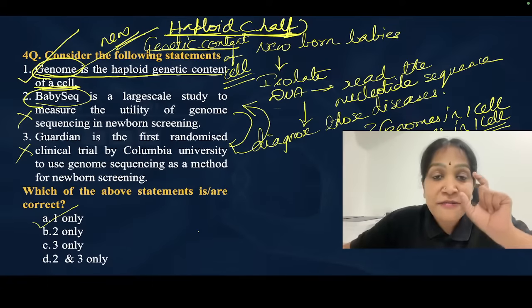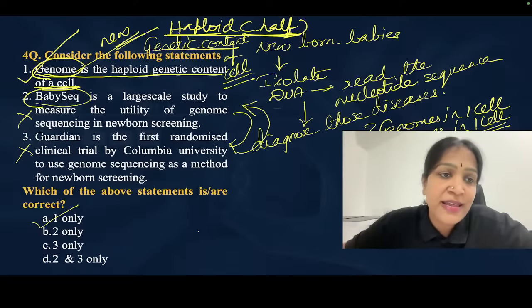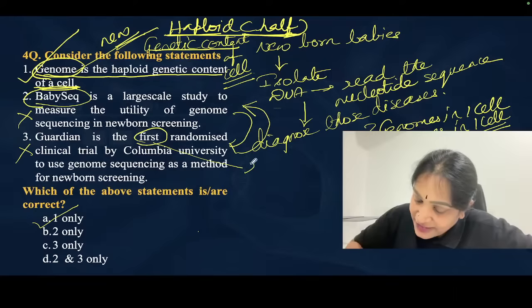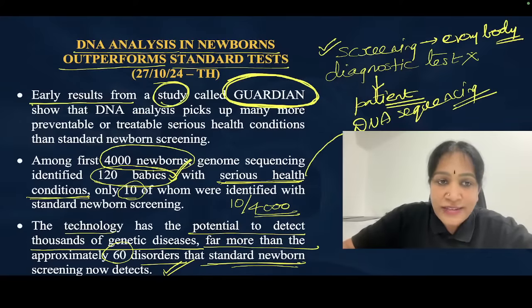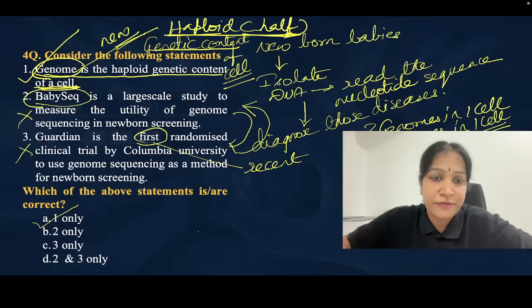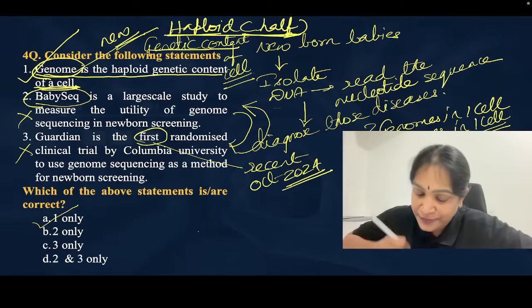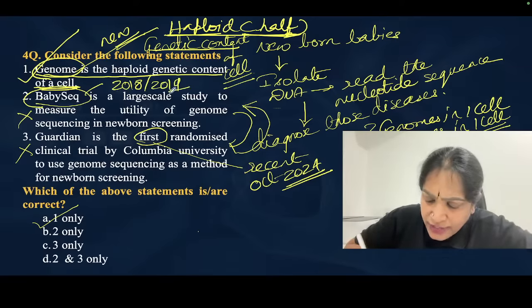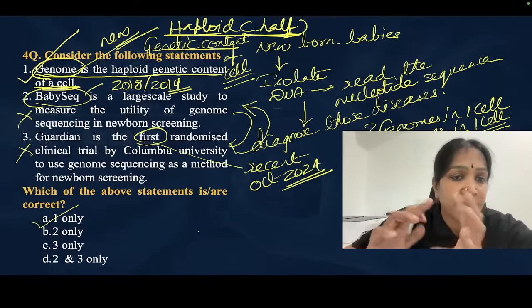It means the first effort to sequence a newborn baby's DNA is BabySeq. This is the recent one, in the news on 27th October 2024. Is it clear? This is from October 2024 news. But BabySeq is, I think, 2018 or 2019. I don't exactly remember the year. But it is older.